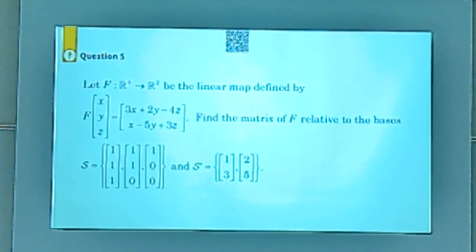So F is a linear mapping from R3 into R2. Now we're not dealing with operators, we're dealing with an actual mapping. Which means we're going to have 2 sets of ordered bases, S and S prime, let's call them. We're going to find the matrix representation of F with respect to those 2 ordered bases, S and S prime.